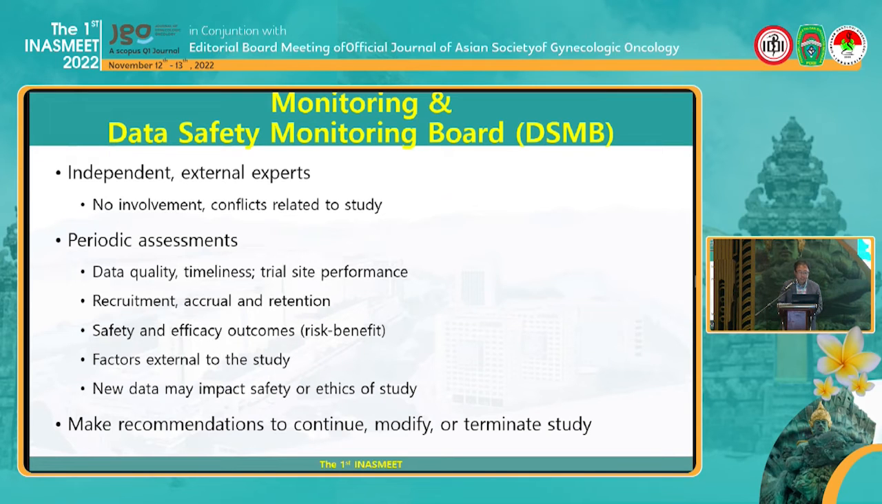Next is monitoring and DSMB. Safety of the patients who participate in a clinical trial is of paramount importance. For RCT, this safety is achieved by two main mechanisms. One mechanism is the monitoring of each adverse event report. And the second mechanism is the Data and Safety Monitoring Board, DSMB. This is an independent committee established to assess at regular intervals the progress of the randomized controlled trial regarding enrollment, safety data, data quality, and the critical efficacy endpoints.